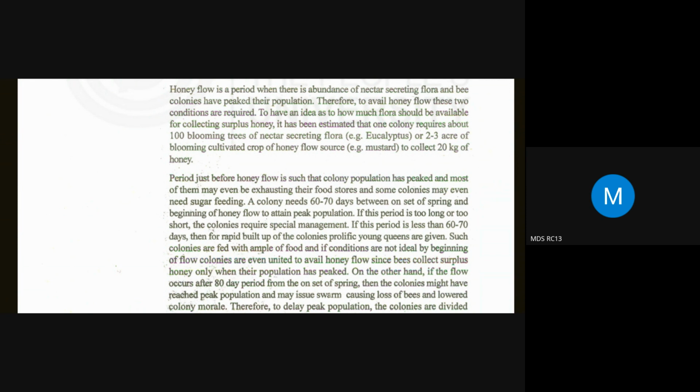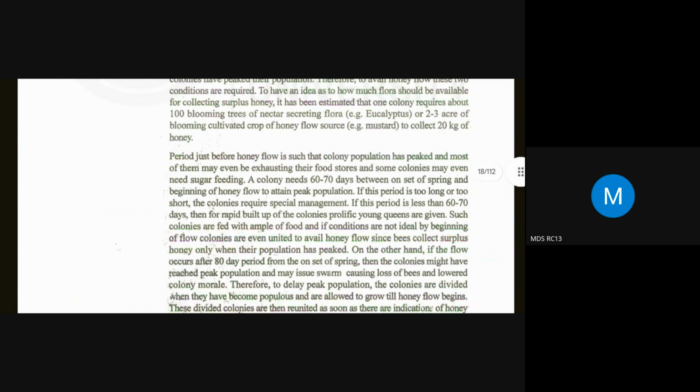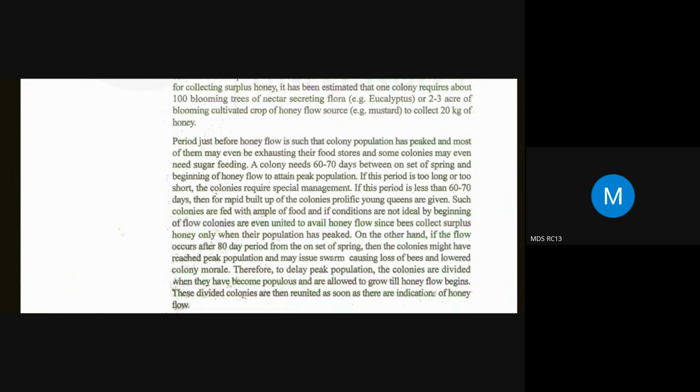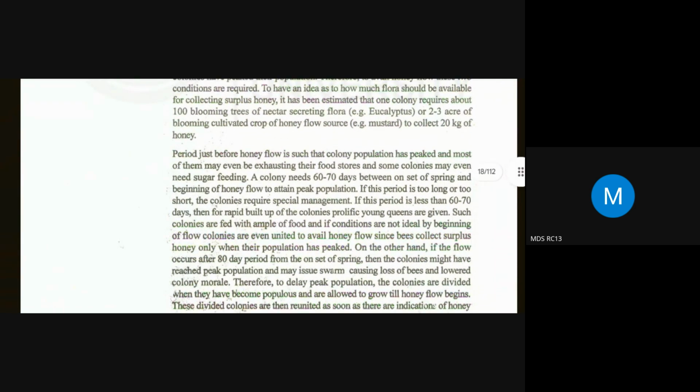Therefore, to avail honey flow, these two conditions are required: to have an idea as to how much flora should be available for collecting surplus honey. It has been estimated that one colony requires about 100 blooming trees of nectar secreting flora, example eucalyptus, or else 2 to 3 acres of blooming cultivated crop of honey flow source, like mustard, sunflower or others, to collect 20 kg of honey.